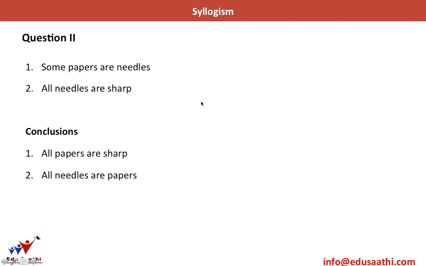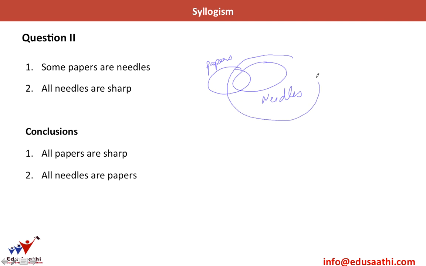Let's try another question. Some papers are needles. It means I have papers here and I have needles here. Some papers are needles. All needles are sharp. So I'll have something like this. I have a sharp circle which is circumscribing a bigger concentric circle to needles.